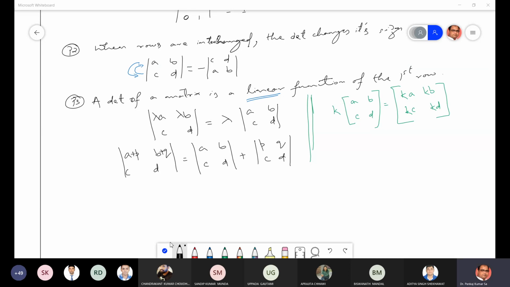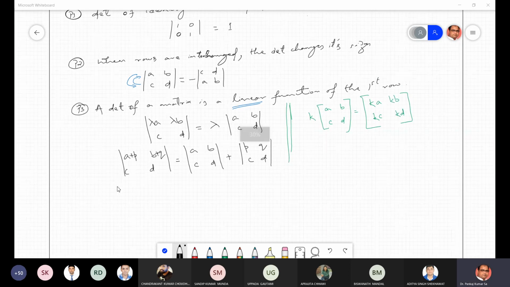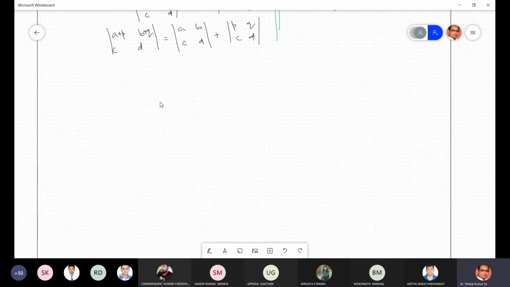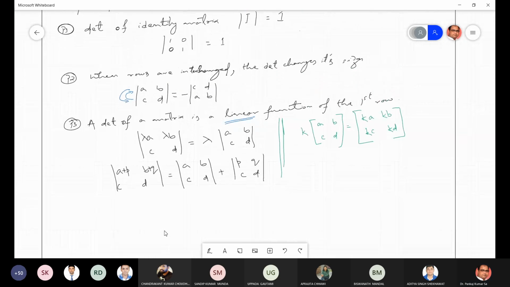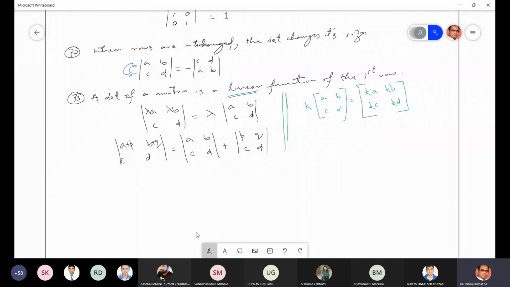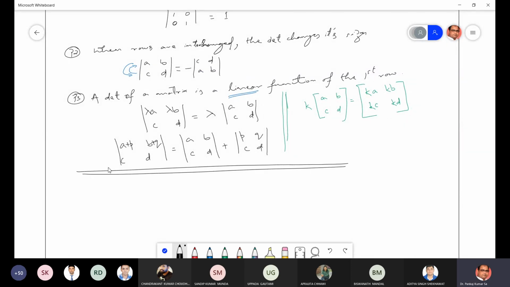Okay. So these are the three important properties of a determinant. Now, from these three properties, let us derive some more properties. Some auxiliary properties, they are also very important. Property three says the determinant of a matrix is a linear function of the first row.